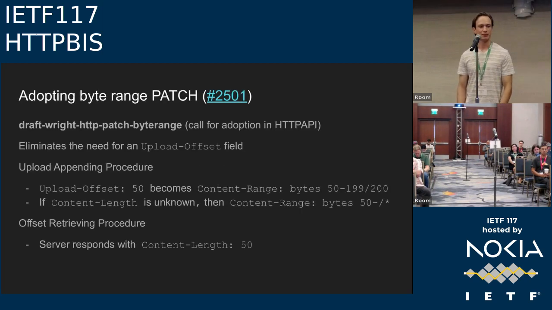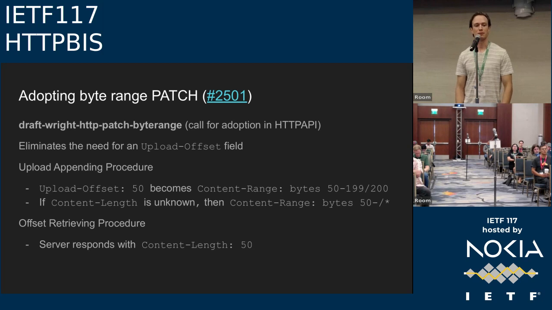Cool. Next slide, please. Our next issue is on adopting byte range patch. Byte range patch is a draft that's going to be called for adoption in the HTTP API working group. How we would adopt this in the draft would be eliminating the need for the upload offset header field by using this byte range patch. For instance, upload offset of 50 becomes content range bytes from 50 to some known number if you know the content length, else you can use the indeterminate 50 to whatever form. So this could reduce the number of headers because we could also remove upload offset from the offset retrieving procedure. The server could, for instance, just respond with a content length, which semantically could make sense for a partial upload.